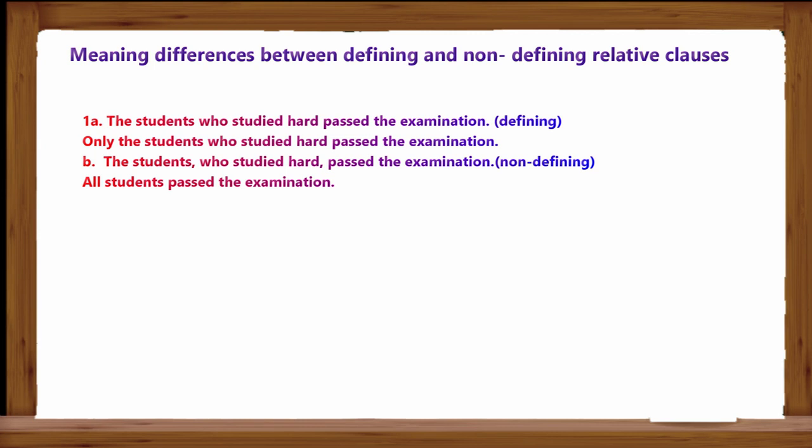The students, who studied hard, passed the examination. This is an example of a non-defining relative clause. From this sentence, we can conclude that all students studied hard and passed the examination. In this case, the non-defining relative clause is not essential and it can be omitted without changing the basic meaning of the sentence.